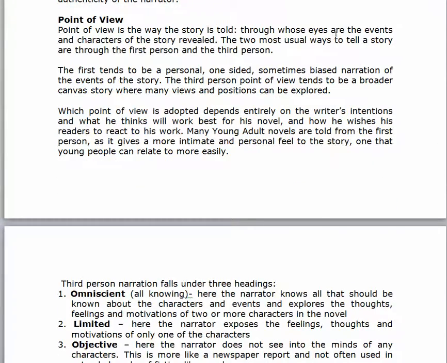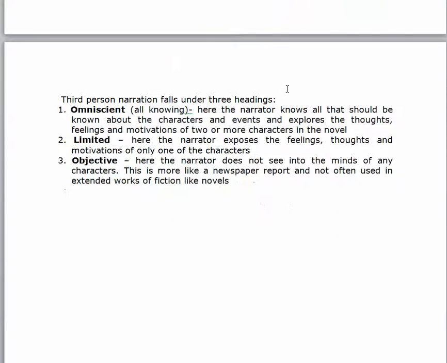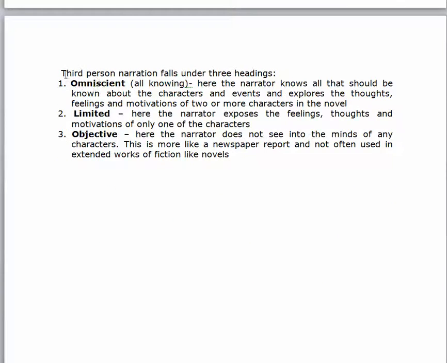Next we come to point of view. So through whose eyes are the characters revealed? The point of view of the novel, is it first person or is it written in third person? Or in the case of one of your novels, is it written in both? And it's interesting here, it says many young adult novels are told from the first person, as it gives a more intimate and personal feel to the story. Third person narration. Interesting. That is pronounced omniscient.